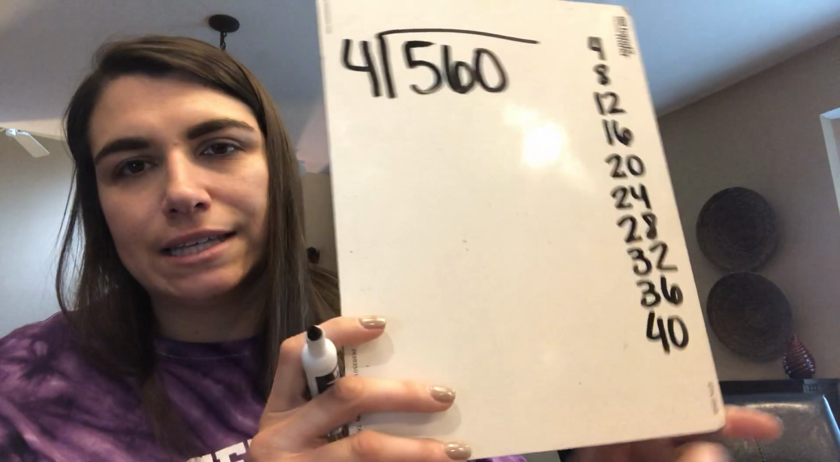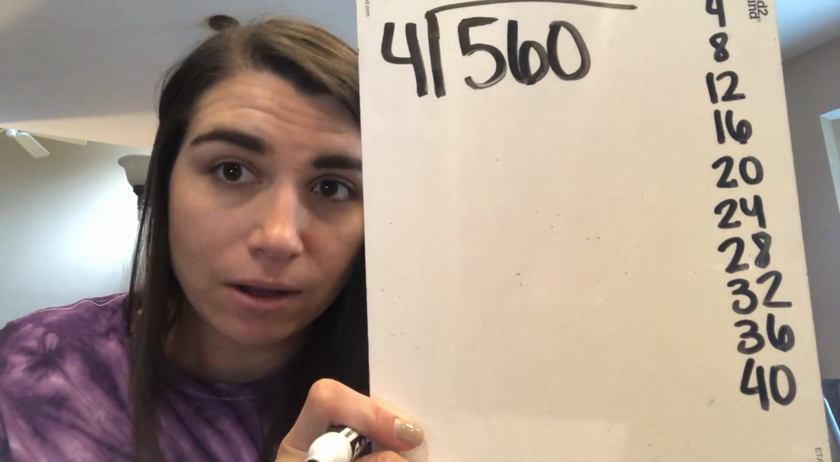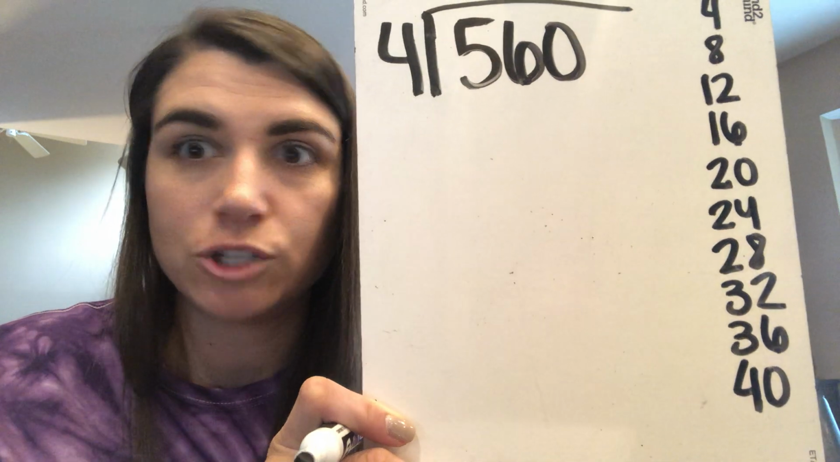So it's 4, 8, 12, 16, 20, 24, 28, 32, 36, 40. So go ahead and skip count on the side as well. Pause your screen so you can get the question and then solve on your own, and then we'll check it together.